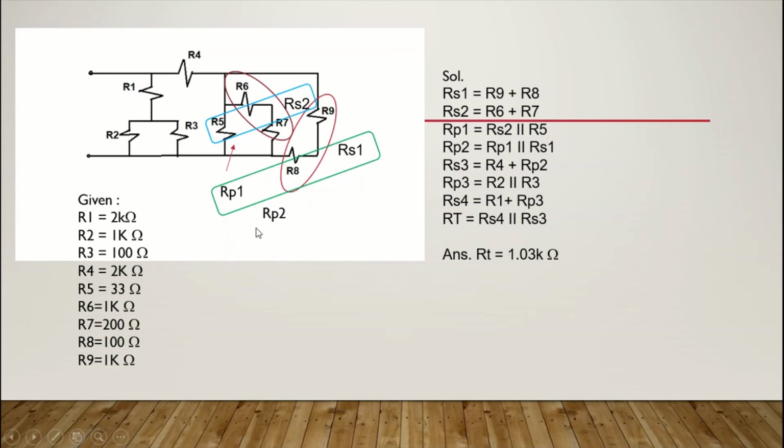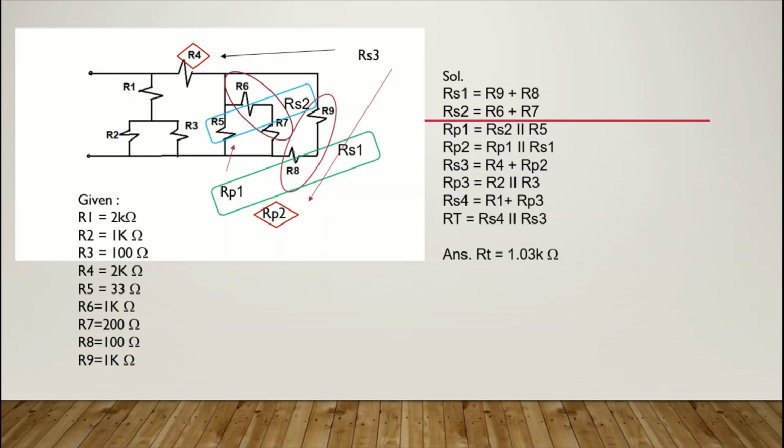Ano sunod? Meron pa itong R4. RP2 and R4. Parang ma-imagine mo, itong RP2 na to, isa na lang siya dito na circuit. Isang resistance na lang. Nawala na yung iba. Imagine mo dito na isa na lang natira. And that is RP2. So, the connection will be series with R4. So, the given R4 is 2K. I-series mo yan sa result ng RP2. Then, that is our RS3 or resistance series 3.